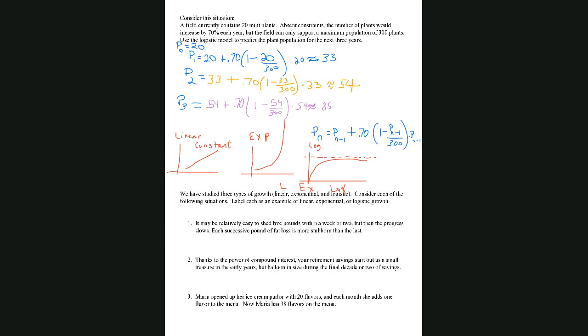So here it says we have studied three types of growth, linear, exponential, and logistic. Consider each of the following situations. Label each as an example of linear, exponential, or logistic growth. All right. So the first situation says it may be relatively easy to shed 5 pounds within a week or two, but then the progress slows. Each successive pound of fat loss is more stubborn than the last. What do you think this type of growth is?